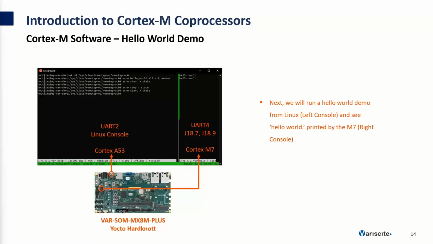Okay, in the next slides, we'll walk through a brief example to build the Cortex-M firmware, configure the Variscite MX8M+ to boot a dedicated M7 device tree, and then we'll run a demo from Linux. On the hardware side, we have a Variscite MX8M+ with 2 serial ports. The serial port on the left, UART2, is connected to the A53 Linux console, and the serial port on the right, UART4, is connected to the Cortex-M7. When we run the M7 firmware, we'll see Hello World printed on the console on the right. So let's walk through these steps in the following slides.